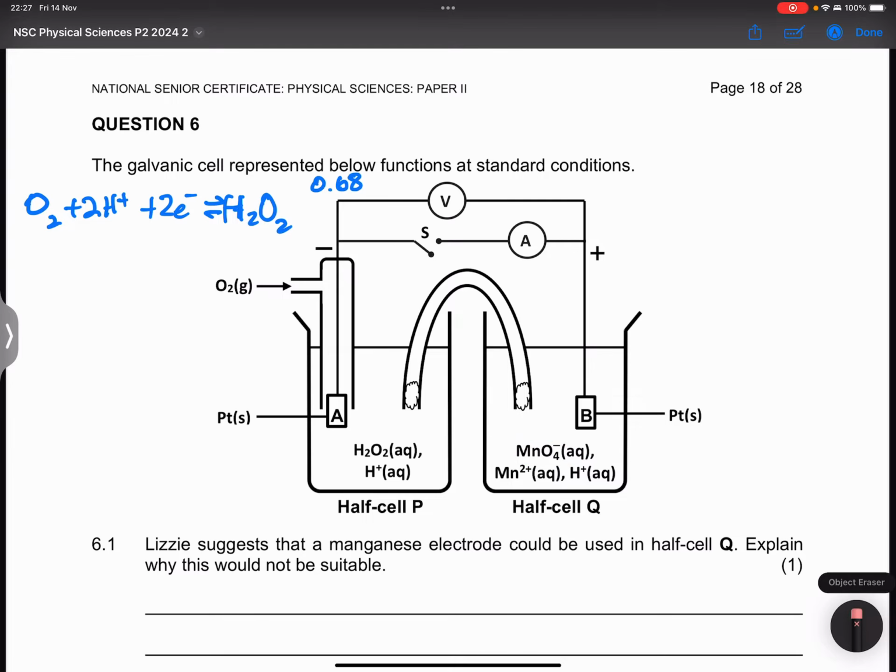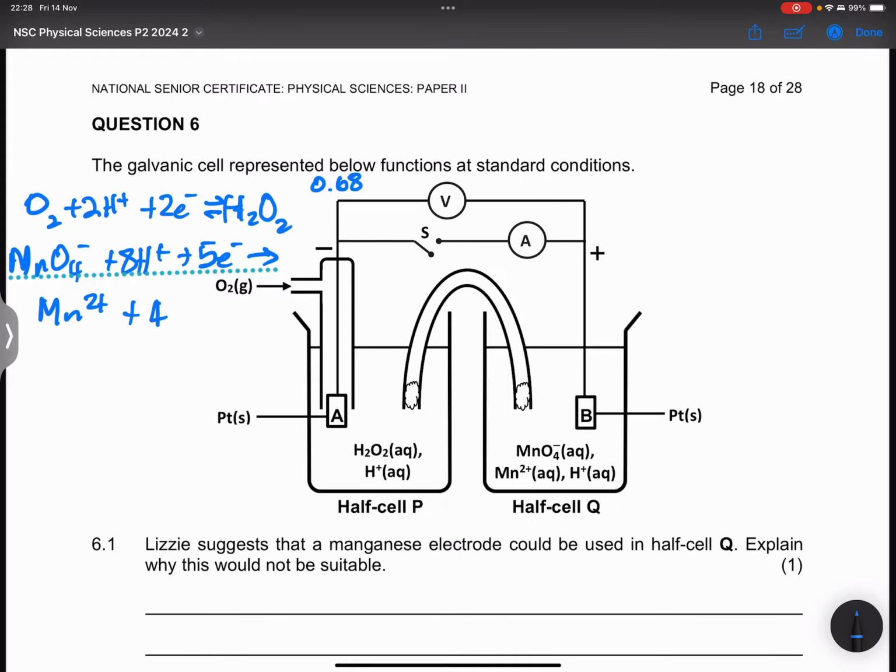And then for the other one, you've got permanganate ion and manganese 2 plus ion in an acid. So it's MnO4 minus plus 8H plus plus 5 electrons, and all of this gives us Mn2 plus plus 4H2O. All right. And its potential is 1.51.